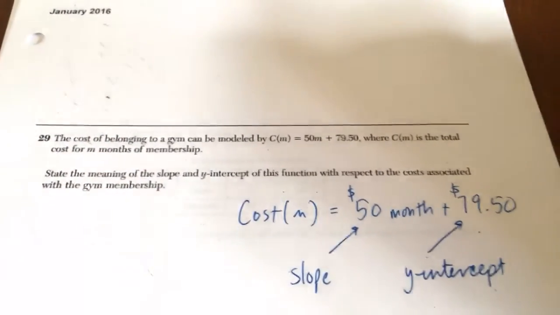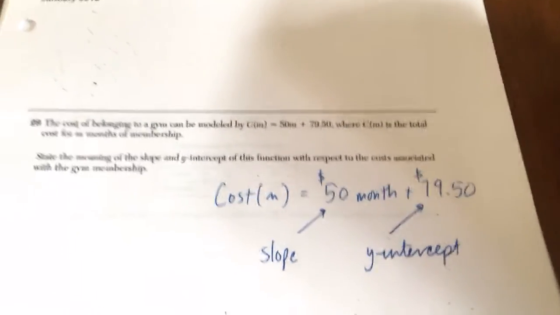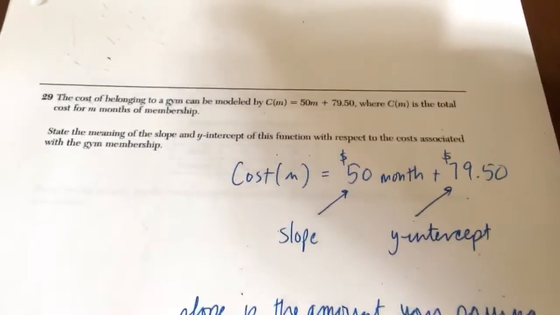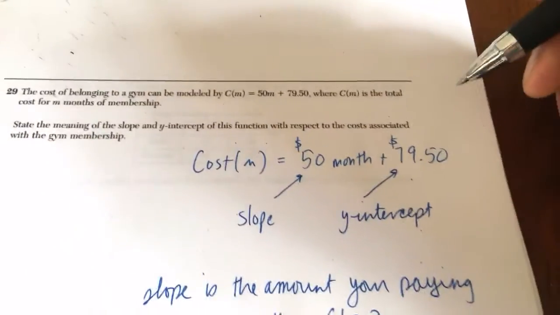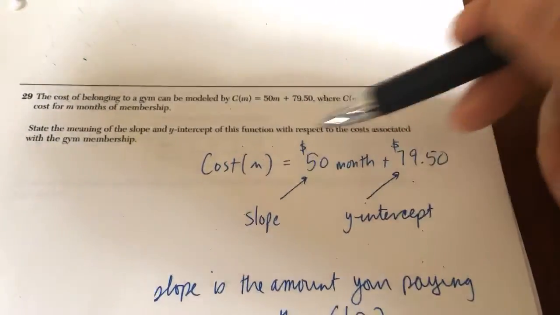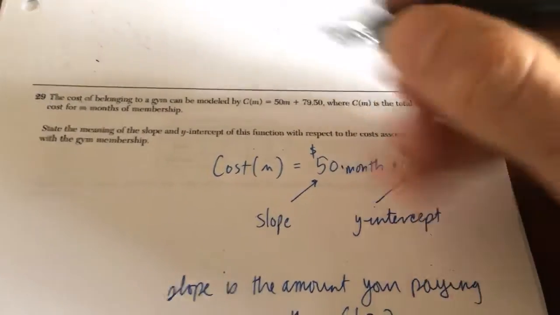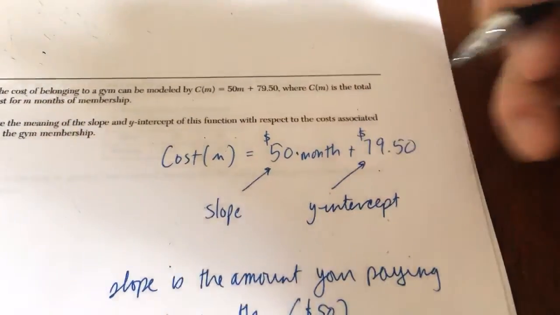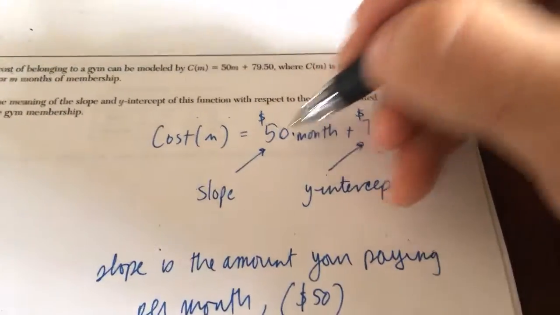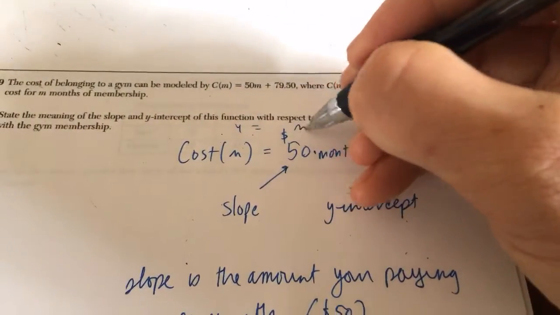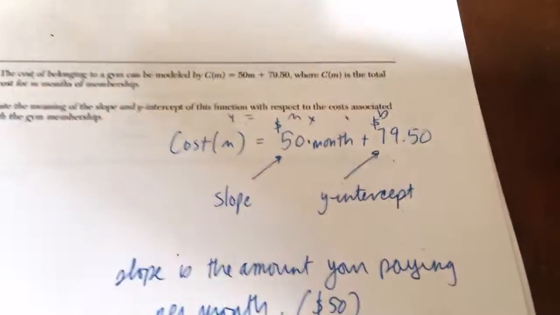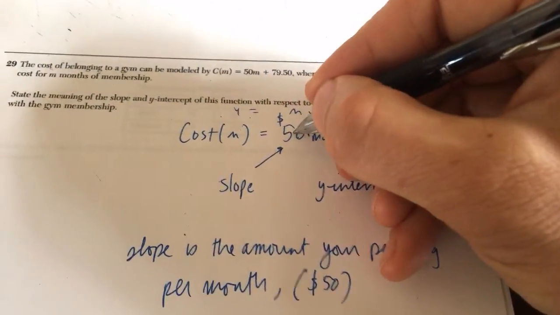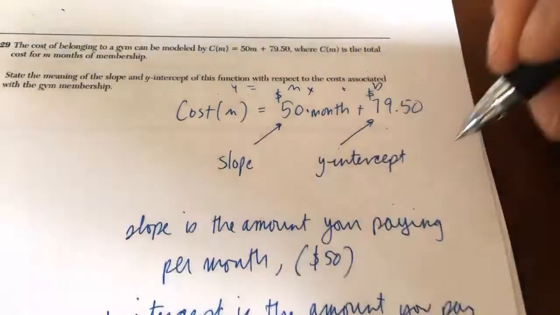Number 29, the cost of belonging to a gym can be modeled by this equation, where C of M is the cost and M is the months of membership. They want you to state the meaning of the slope and the y-intercept. I just kind of wrote this out a little bit more. C of M, C is the cost. I put $ so I could see this better for myself. This is the slope, kind of like y equals mx plus b, right? Slope is the amount you're paying per month. Notice how slope is 50, so I am paying $50 per month.